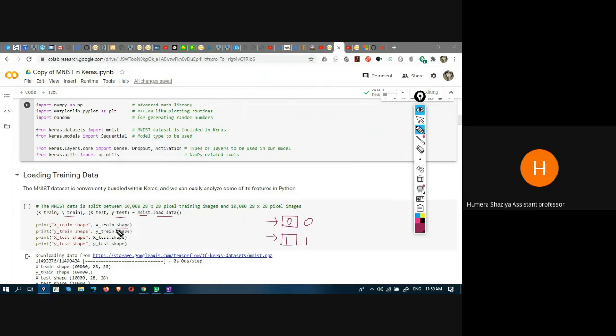And the dot shape attribute will print out the shape of the train. So when it is printing the shape, it gives the number of images, and the size. What is the size? Size is 28 by 28. So how many images are there? 60,000. In training, you have 60,000 images. You can look at the output here. I will execute it.